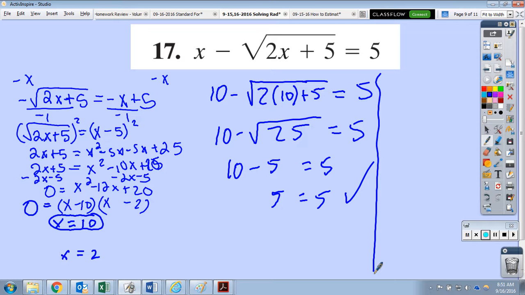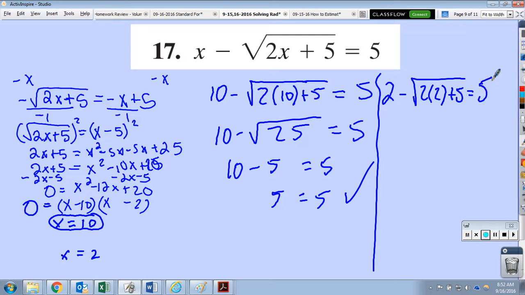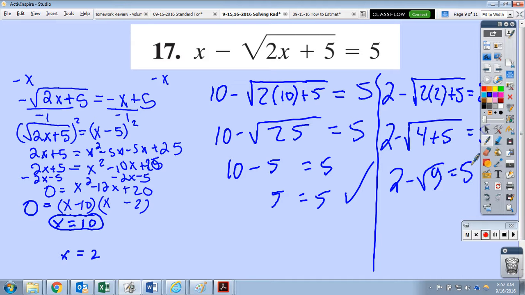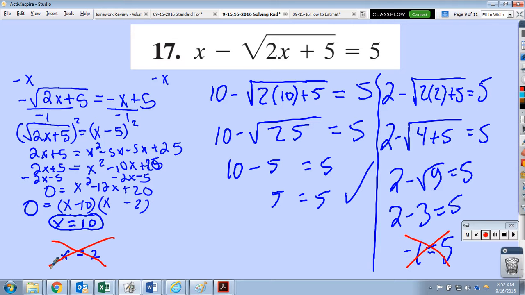Okay, so we plug in 2. So 2 minus root 2 times 2 plus 5, does that equal 5? Say no? Let's see. 2 minus root, what is this? 4 plus 5, does that equal 5? 2 minus root 9, does that equal 5? That's a sad looking 5. 2 minus 3, does that equal 5? No, negative 1 does not equal 5. So we can definitely say this is not a solution to the equation.